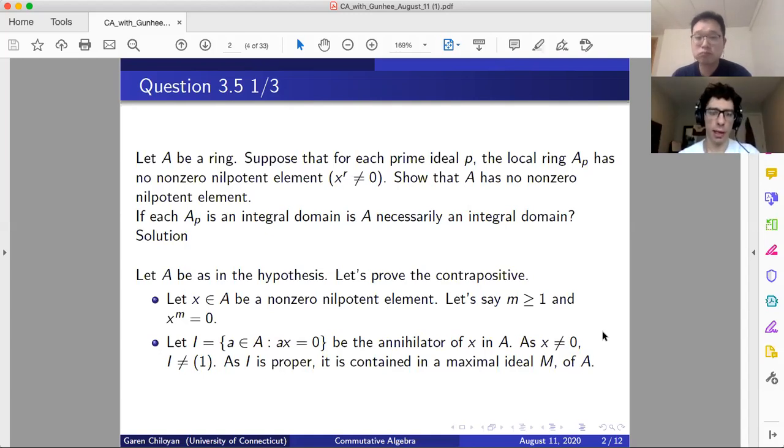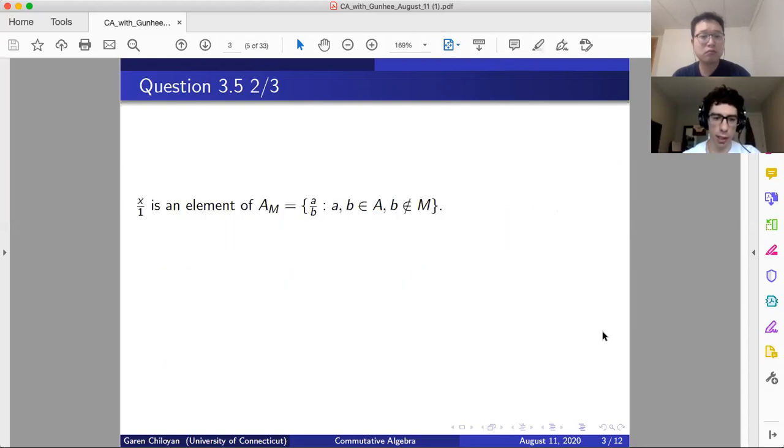So let I be the annihilator of X in the ring A. X is non-zero, meaning the annihilator is proper. It's a proper ideal because 1 times X is not 0, it's X. And so I is a proper ideal. We can find a maximal ideal M that contains I. Great. So let's localize at this M.